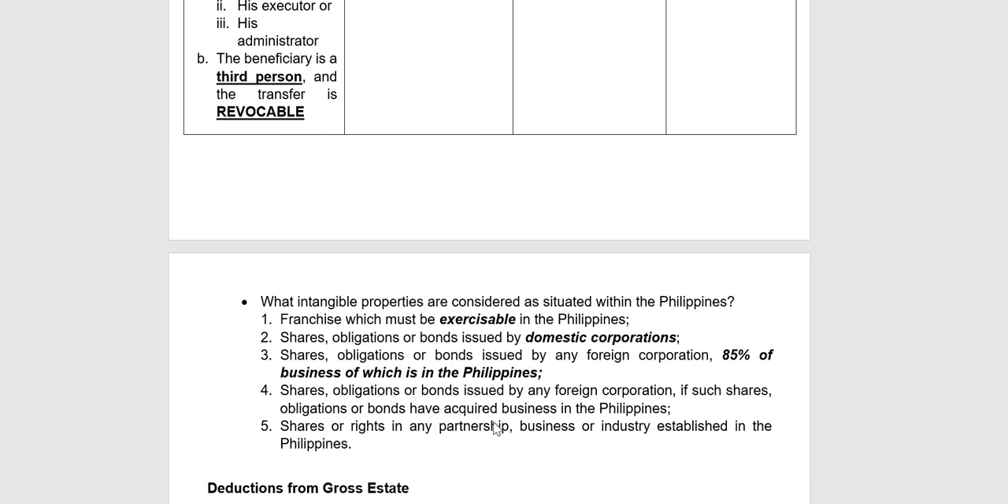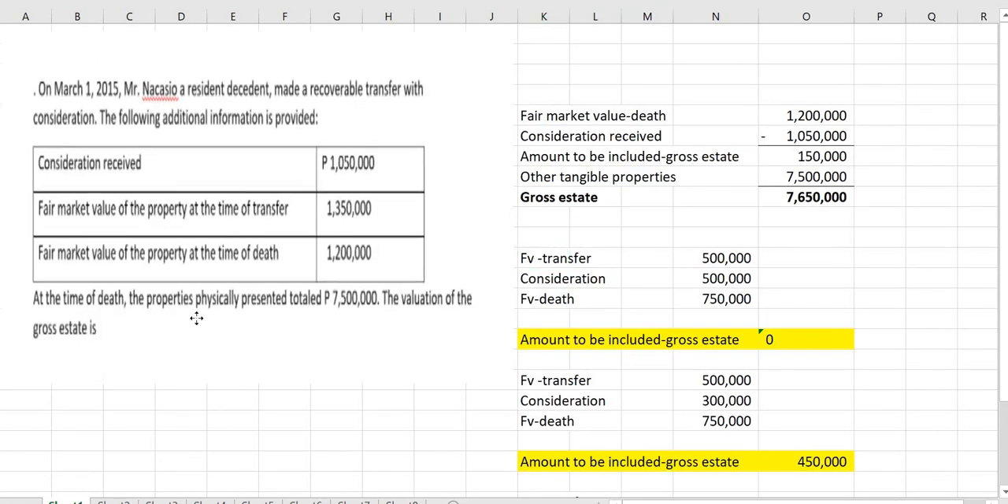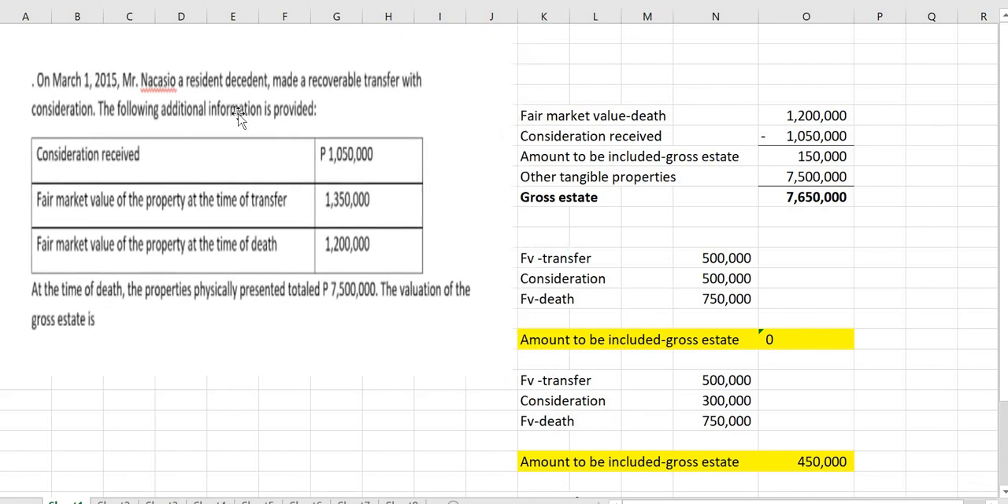Okay? So let's have a sample problem for the gross estate. On March 1, 2015, Mr. Nakaso, a resident, made a revocable transfer with consideration. The following additional information is provided. Consideration received is 1,050,000, fair market value at the time of transfer is 1,350,000, and fair market value at the time of death is 1.2 million. The requirement is to compute the gross estate.